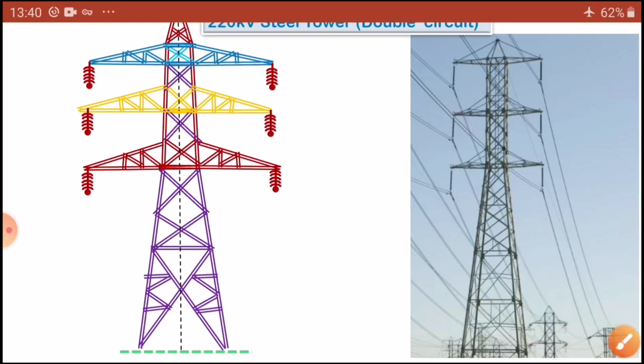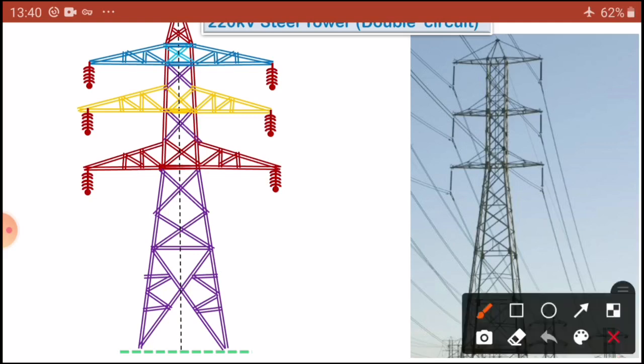So what are the dimensions for this one? You have to remember them for exam purposes. So what are the dimensions here? Here you have to take the length from this point to this point, nearly equal to 7 meters.